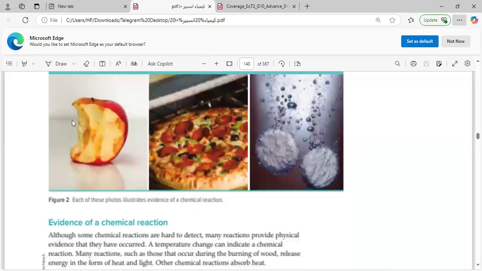Firstly, there is a change in color. Is this a physical or chemical change? We can see the color change inside the mixture just by looking at it, so that is the first indication of a reaction. The second one is something going out.